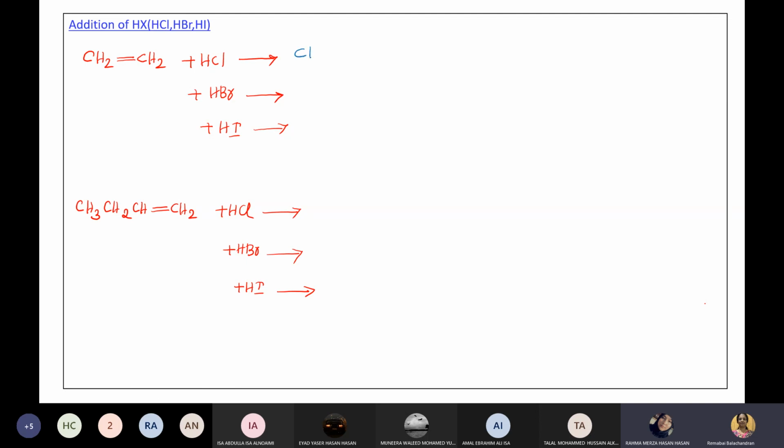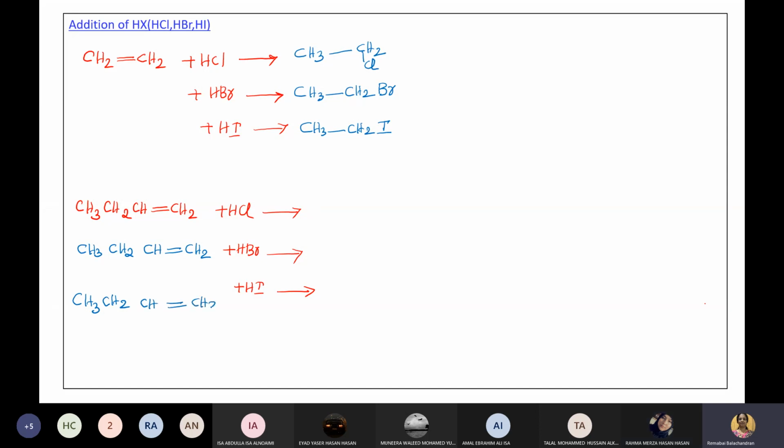CH3, CH2, Cl. Okay, next one CH3, CH2, Br. Correct? Next one CH3, CH2, CH2I. Now, when it comes to this one, I didn't write this part because it's the same. Here, this is unsymmetrical, so you need to apply which rule? Markovnikov's rule.